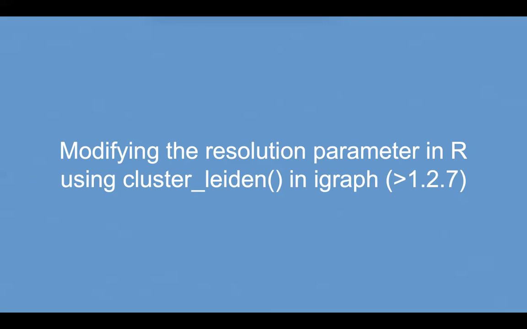Luckily, Vincent Traag, one of the creators of the Leiden package, has recently been working to bring at least a part of the Leiden package to the iGraph that is available inside of R. And the cluster_leiden function, which we'll use heavily today, will be in the next version of iGraph, which will be version 1.2.7. As of today, when I'm recording this in May 2021, I believe the current version of iGraph is 1.2.6.